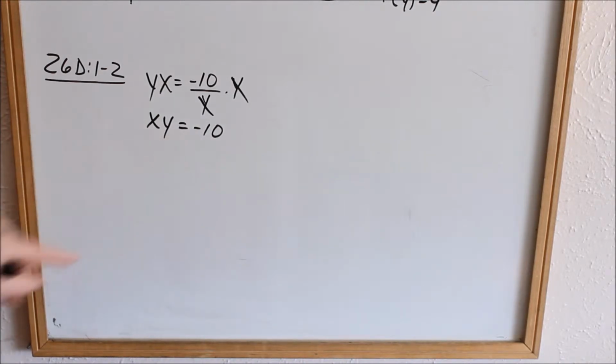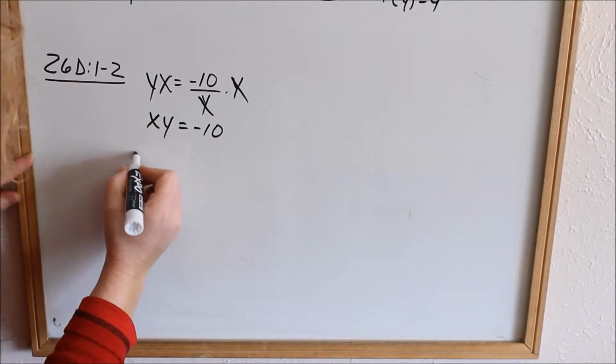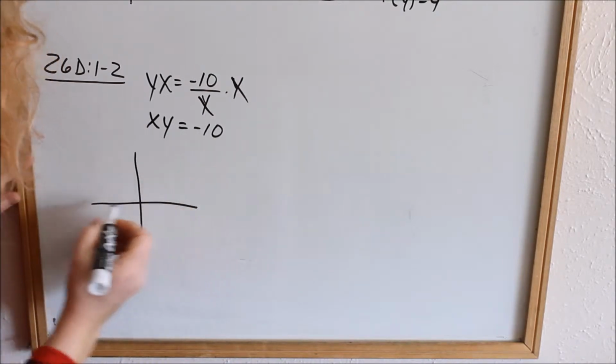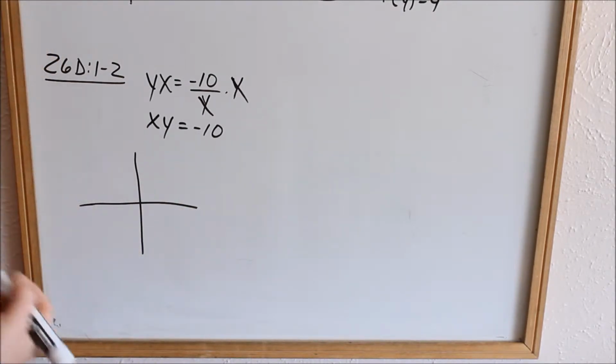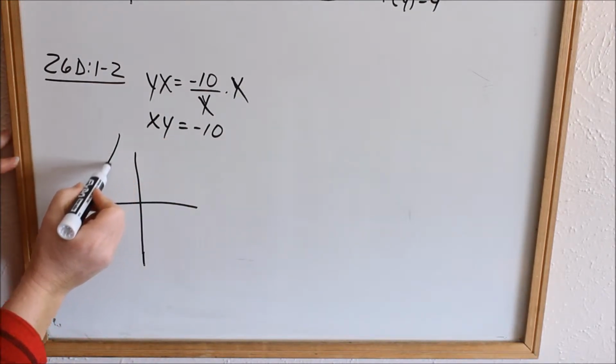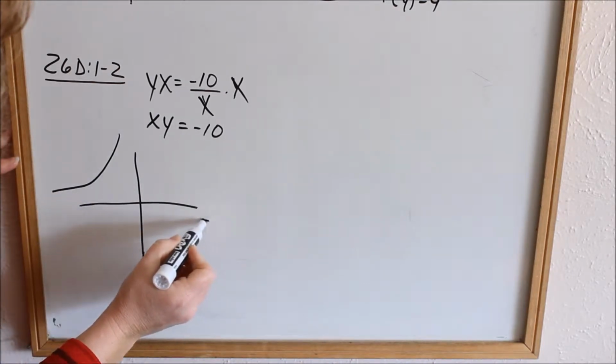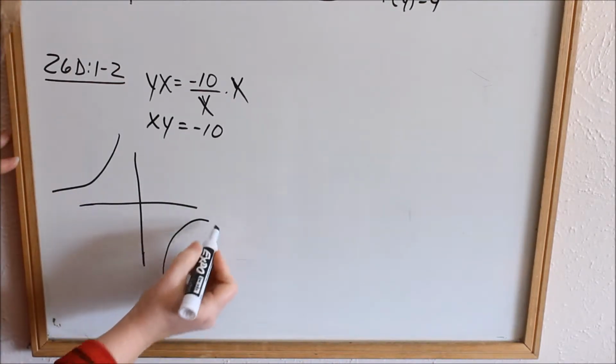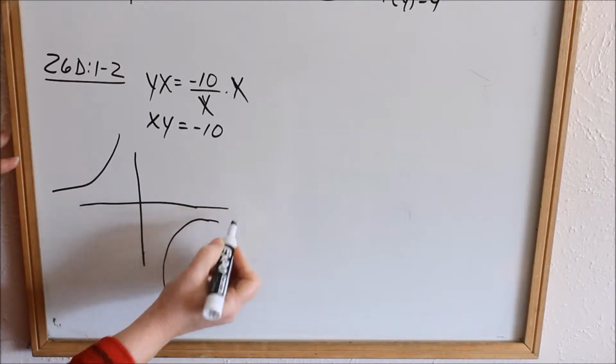Because this is a negative number, it means that when you go to graph it, you're now going to be in quadrants 2 and 4. The bigger the number is, the further away from the x and y axis you are. So it could look something like this. And remember, they're mirror images of each other. I'm doing the best that I can of drawing a mirror image.